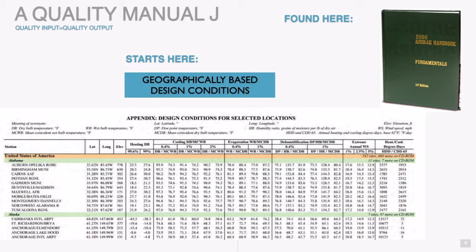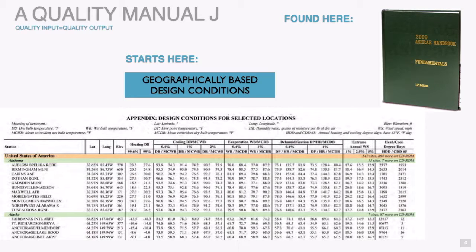Okay, let me introduce you to the ASHRAE Handbook of Fundamentals. This is a very important reference book for many of us. And in this case, for Manual J load calculations, this is where we get our geographically based design conditions, which are based on the climate data.